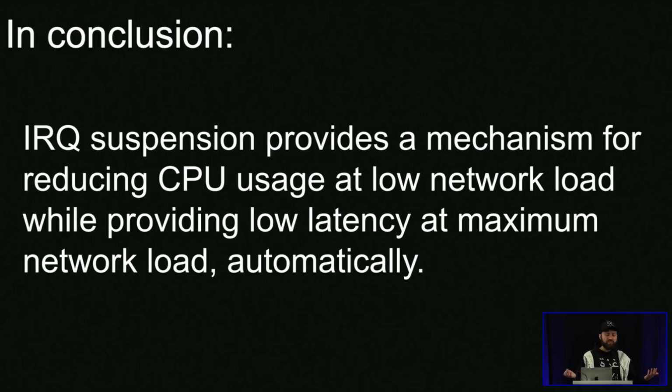So in conclusion, IRQ suspension provides a mechanism for reducing CPU usage at low network load while providing low latency at maximum network load automatically. And so you don't really need to worry too much about choosing the right value at the right time. You set up IRQ suspension, you figure out what your max events is going to be in your app, you set the timeout as a safety mechanism, and then your app can just run. And it'll automatically switch between interrupts being suspended or interrupts being enabled based on network traffic load automatically.